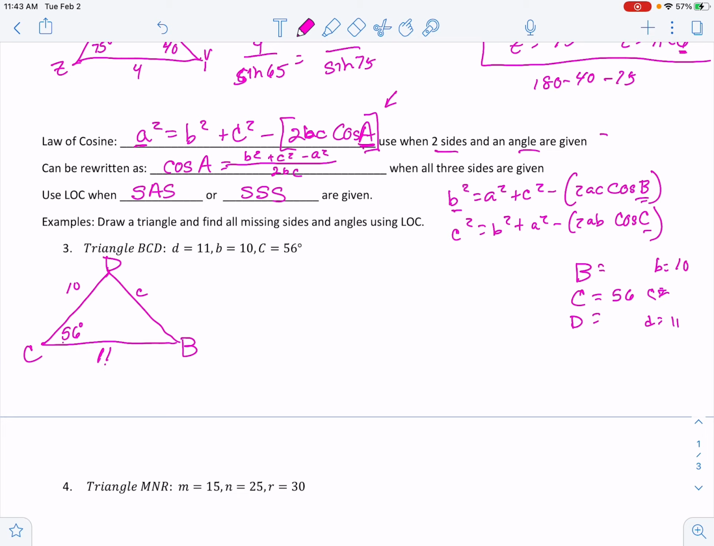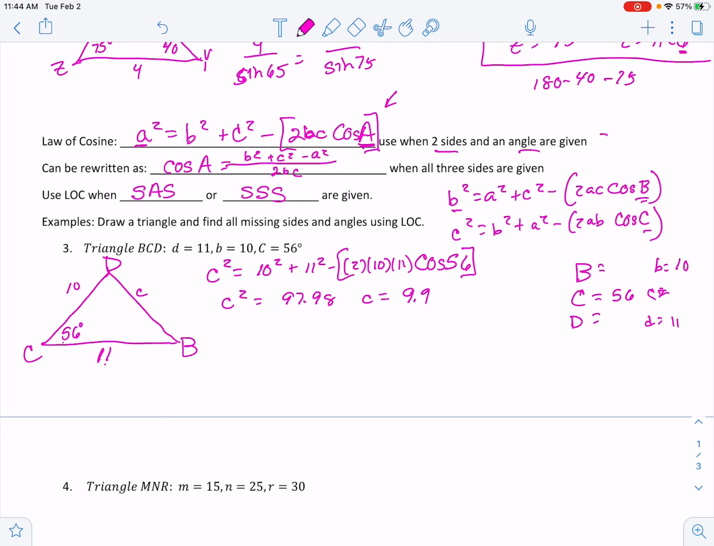since they gave me C, I'm going to start with c squared over here. You take b squared plus d squared minus 2 times 10 times 11 times the cosine, don't forget to use the cosine button, of 56. And remember, put this in parentheses. All right, I did the math, and I ended up with c squared is equal to 97.98. The other common mistake is you forget to take the square root. So you end up with c is equal to 9.9. You've got to take the square root.